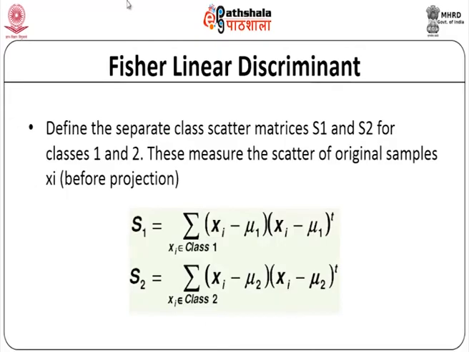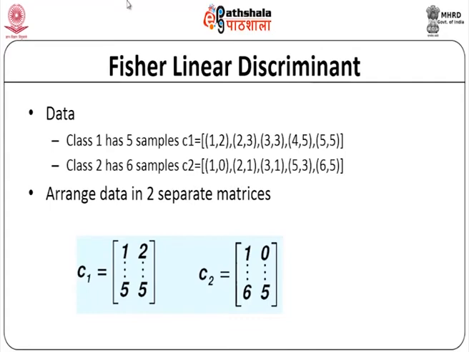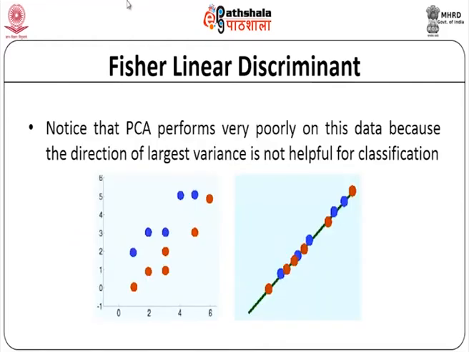So, what we do is define the separate class scatter matrices S1 and S2 for classes 1 and 2. These measure the scatter of the original samples. Class 1 has 5 samples, for example 1, 2, 2, 3, 3, 3, 4, 5, and for class 2 we have just taken 5 and 6 samples. Altogether you have 11 samples, but we are dividing into N1 and N2 and arranging the data in 2 separate matrices. So, we have arranged it as 1, 2, 2, 3 and so on, 5, 5, here 1, 0 and so on, 6, 5.